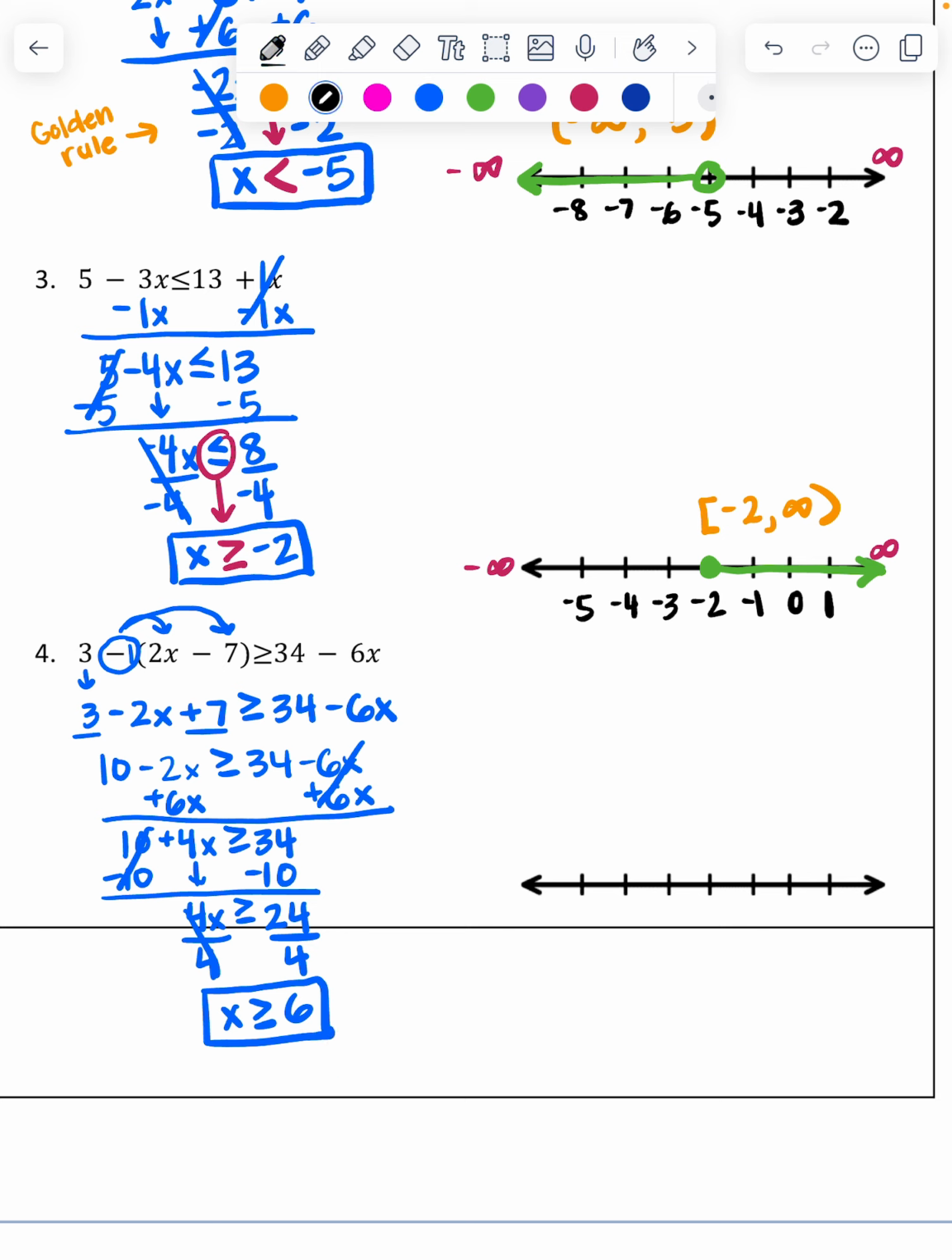Okay, so now I graph it on the number line. This will be a closed circle. X is greater than or equal to 6, so I'm going to be going up the number line toward positive infinity. And my interval notation will be a bracket, 6, positive infinity, parentheses.